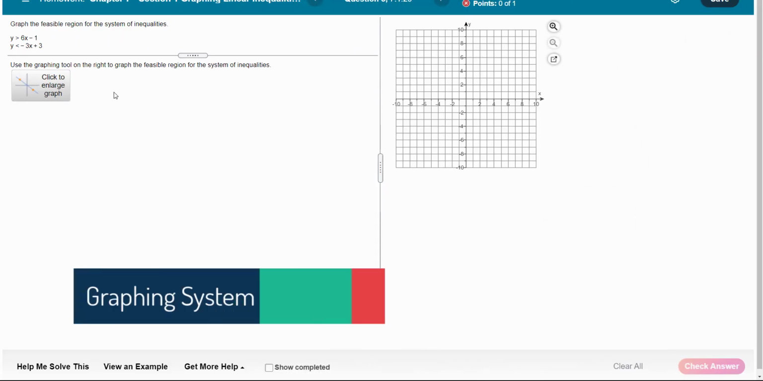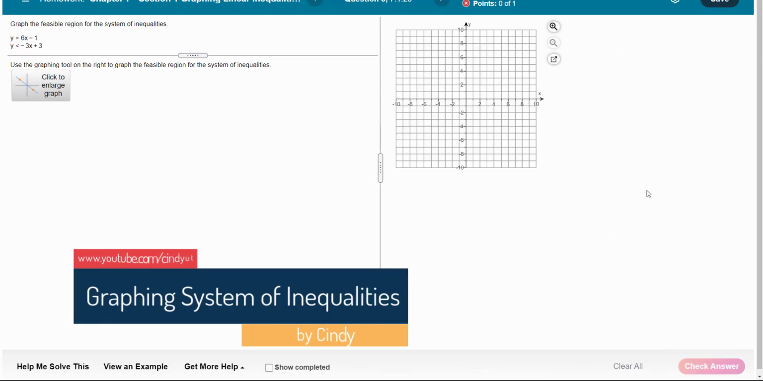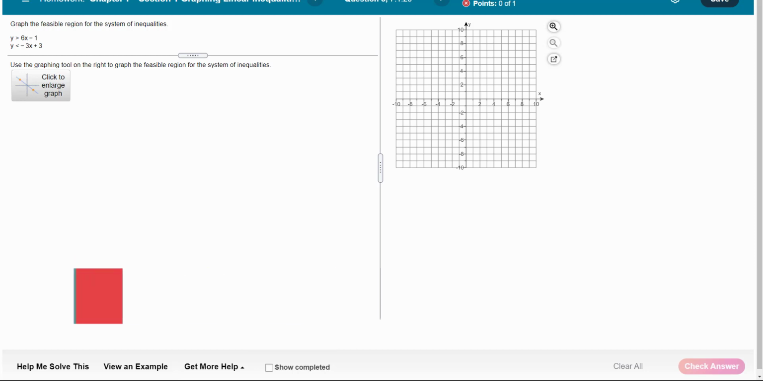Okay, we're going to graph these two inequalities that you see here and then find the feasible solution, because these work a little differently than just when you have one inequality. So let's write this bigger down here so you can see what I'm doing.